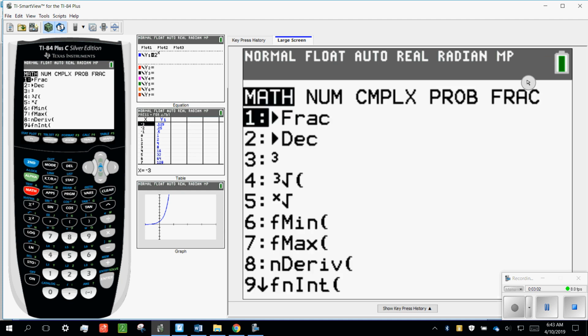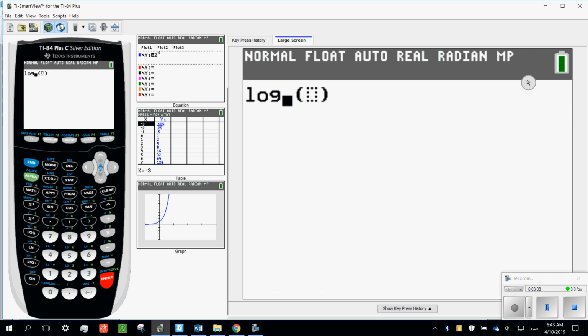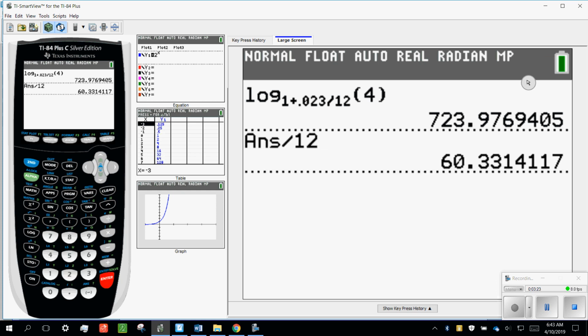You hit math, you can go up twice, you get log base, and what's our base? It's 1 plus 0.023 divided by 12, of 4, and then we divide that by 12, and we get t.